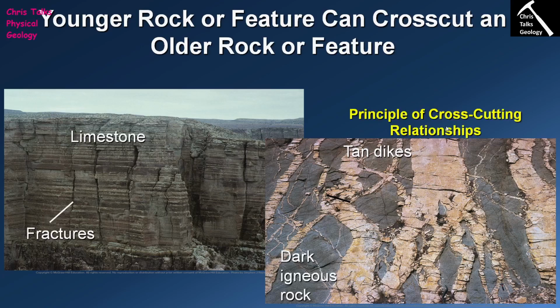So this is referred to as the principle of cross-cutting relationships, and it simply states that joints, faults and dikes must be younger than the layers of rock through which they pass, because there's no way they could cut through those layers of rock if the layers of rock weren't already there. The rock has to be there before you can crack it to create a joint or a fault. The layers of rock have to have been there before you can intrude a magma into it to produce a dike.